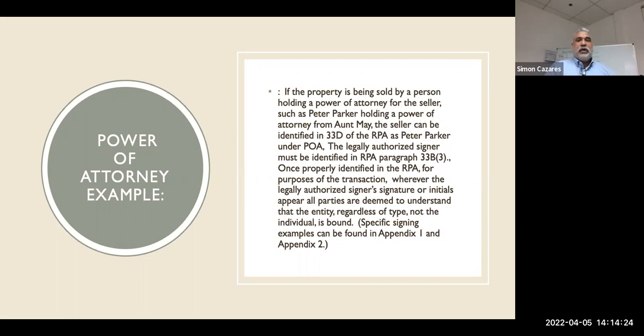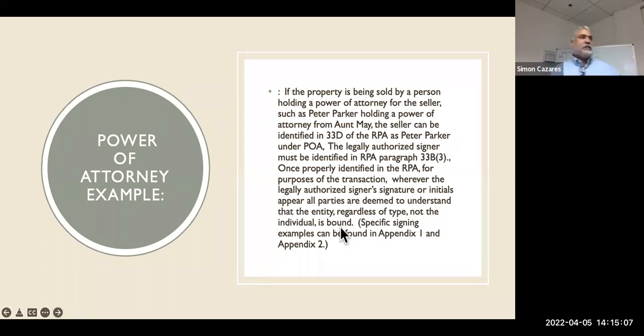Then you would put the POA, or you would put power of attorney. That allows Max, as an example, the authorization on behalf of the person that is incapable of signing off on these agreements. Then that's what you would put on the contracts. The legally authorized signer must be identified in the RPA under paragraph 33B3. Once properly identified in the RPA for purpose of the transaction, whenever the legal authorized signer's signature or initials appear, all parties are deemed to understand that the entity, regardless of the type, not the individual, is bound.